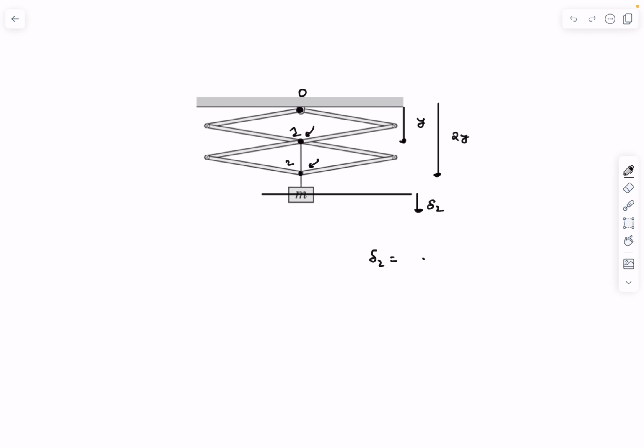Del 2 is nothing but d of 2y, small change in this length 2y. So del 1, we can easily see that it is a small change in length y, which basically means it is delta 2 by 2. So if I displace this point 2 by a small amount, displacement of point 1 is actually half of that amount. Okay, so now we can write down the virtual work equation. So the virtual work due to the mg force is nothing but mg times del 2, and it's positive.